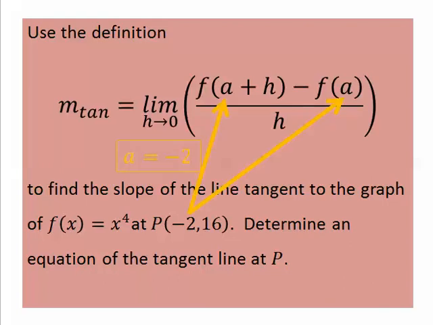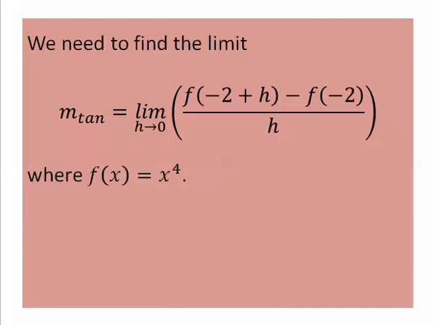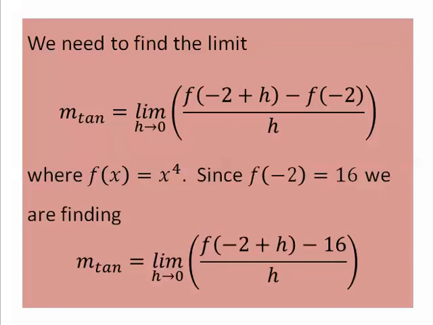The first thing we need to do is to determine what a is. A is the x value of the ordered pair, so a is equal to -2. Put -2 into the formula. And we're going to now work on this limit. Instead of f of -2, let's just put in what f of -2 is. -2 to the fourth power equals 16. And so we simplify our work even further.